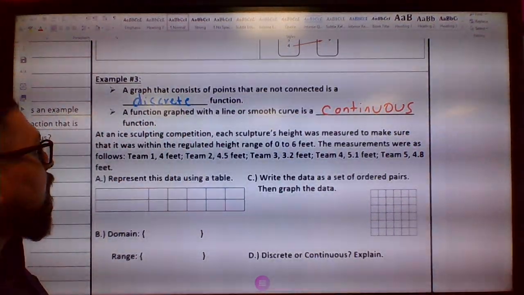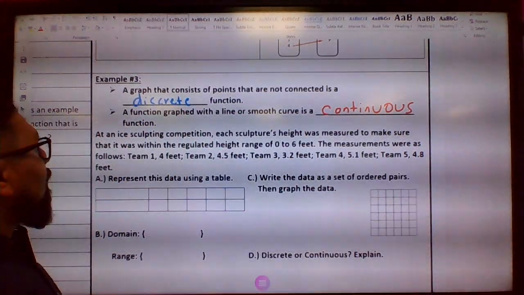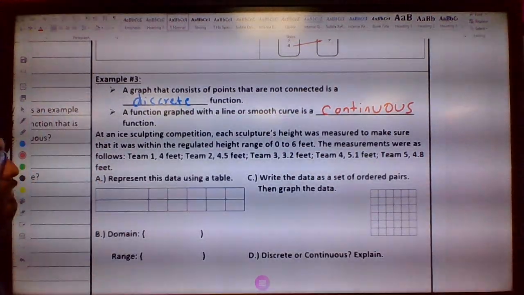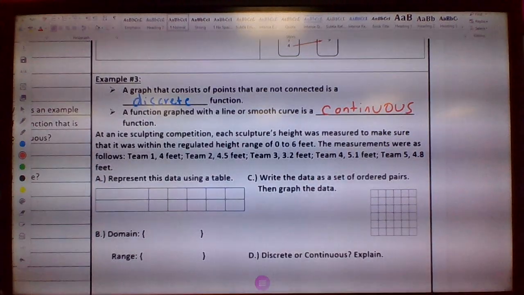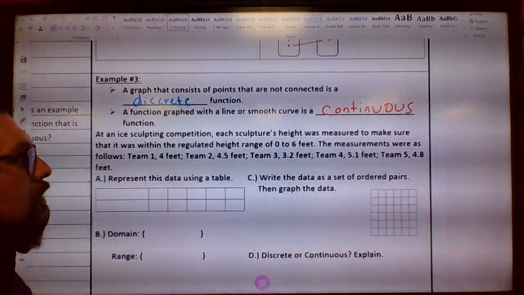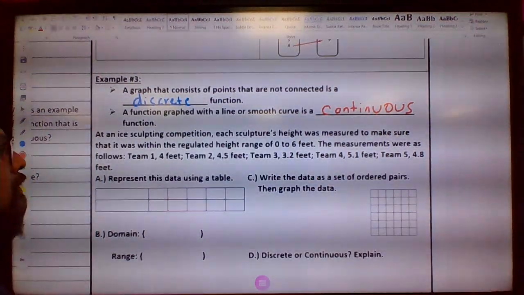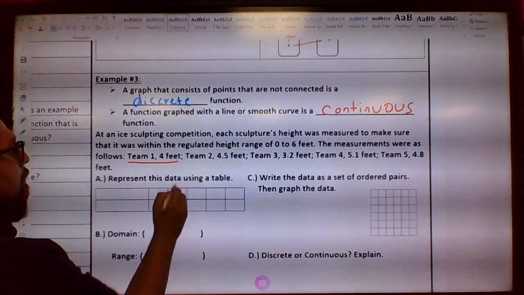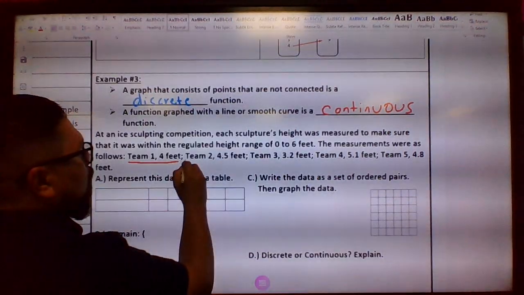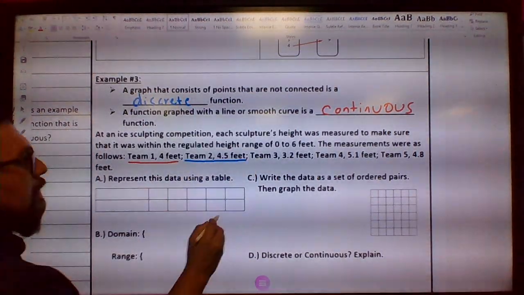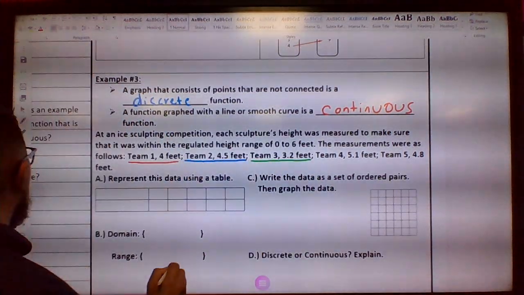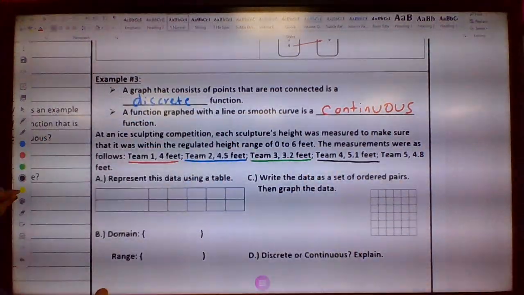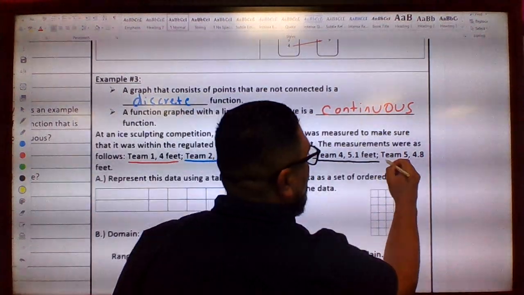So an ice sculpting competition. At an ice sculpting competition, each sculpture's height was measured to make sure that it was within the regulation height range from 0 to 6 feet. The measurements were as follows. Team 1 was 4 feet. Team 2 was 4.5 feet. Team 3 was 3.2 feet. Team 4 was 5.1 feet. And lastly, Team 5 was 4.8 feet.